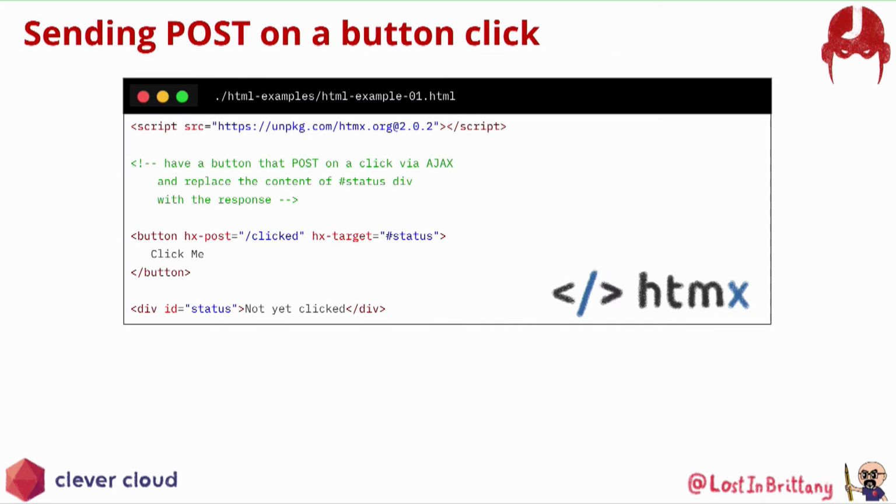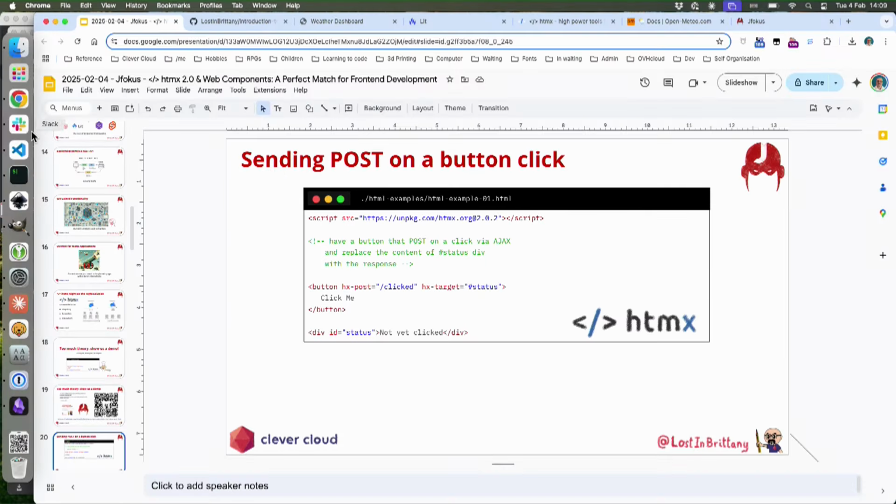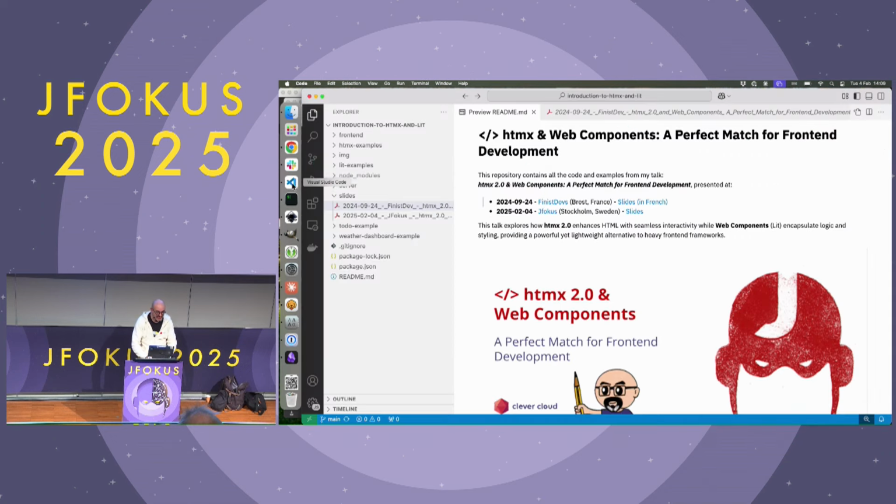So, that is htmx. I have an hx-post attribute, clicked, and a target. That means that my button, when clicked, will post to the backend at clicked, and the result will be used to modify the content of a status here. And I think we can begin to do some coding because it is fun.